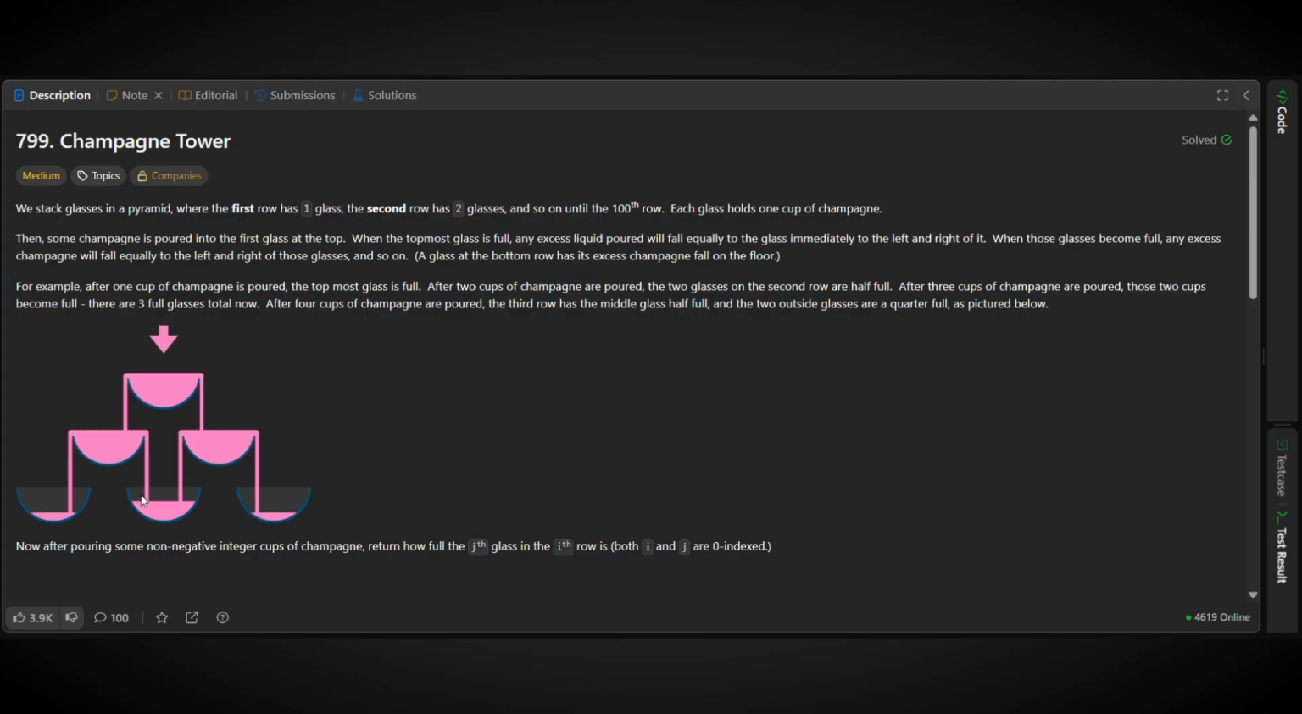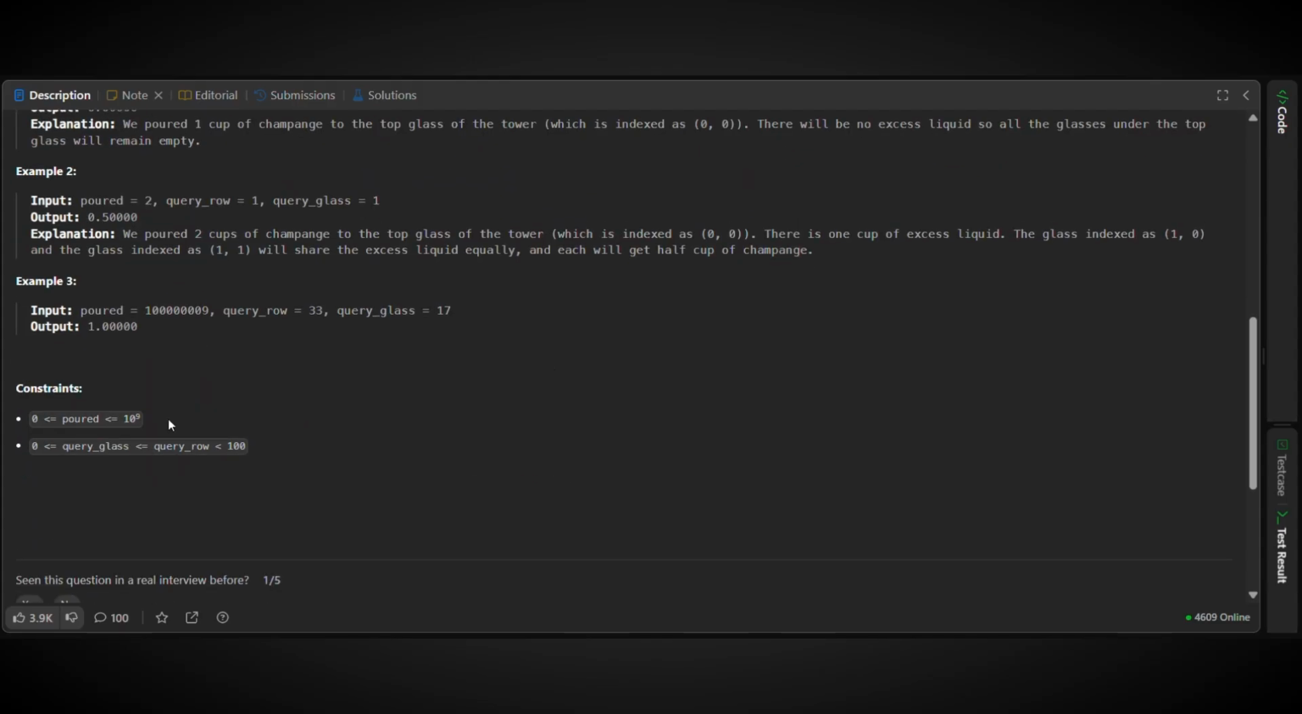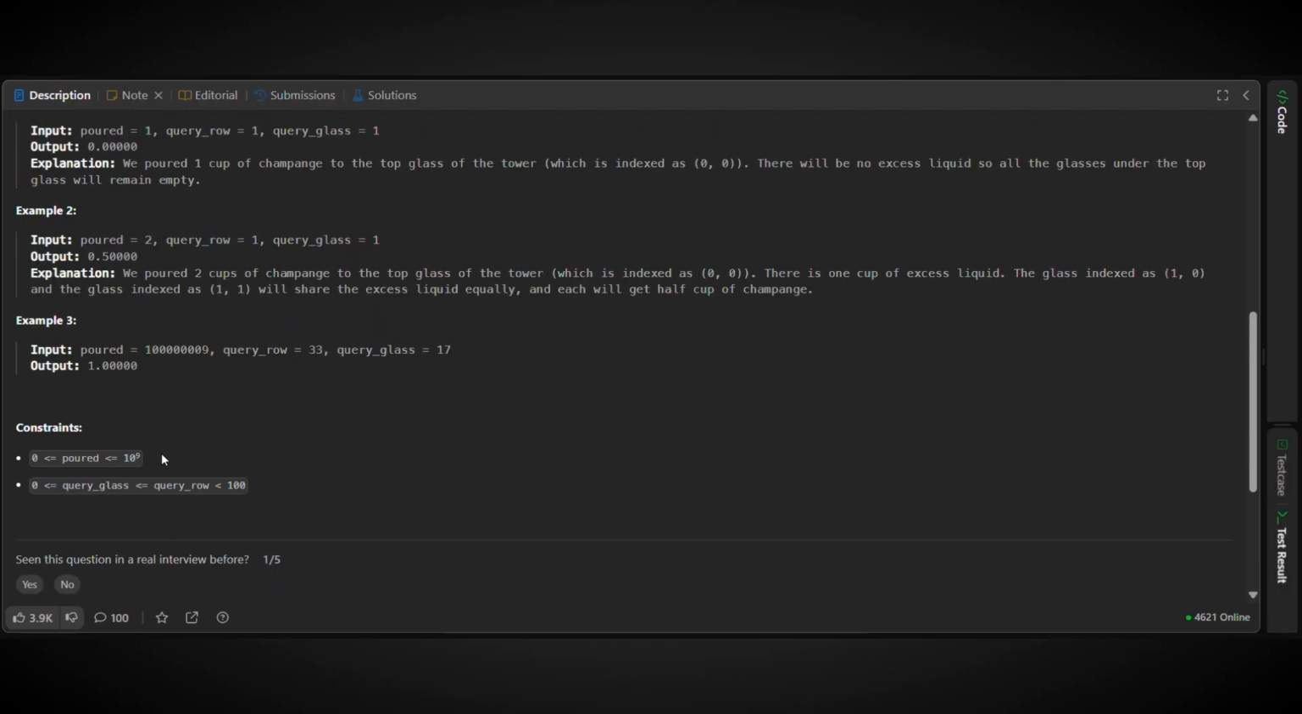We're given poured, query row, and query glass, and we must return how full that specific glass is, between 0 and 1. Constraints: 0 ≤ poured ≤ 10^9. Query row is less than 100. Important detail: maximum 100 rows. That's a huge hint. This is dynamic programming.